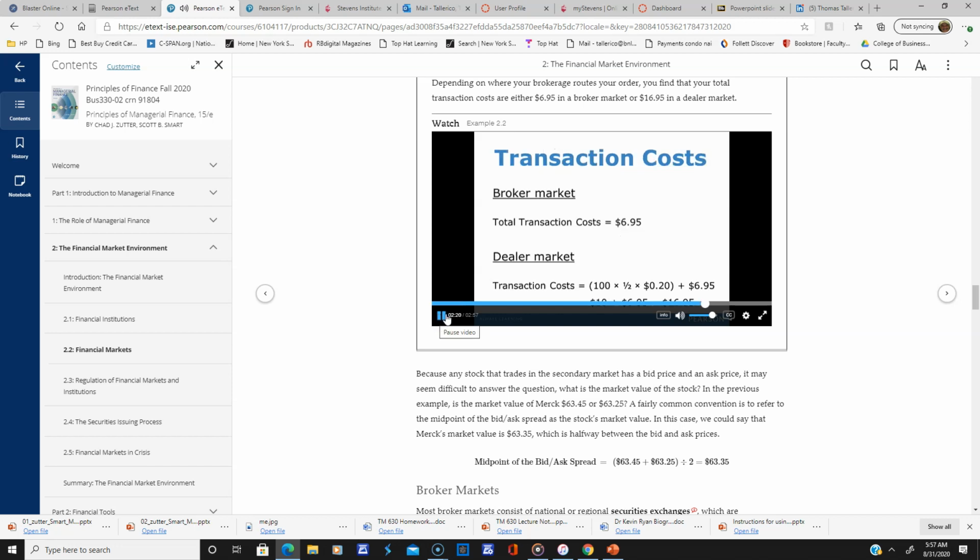Depending on where your brokerage routes your order, you find that your total transaction costs are either $6.95 in a broker market or $16.95 in a dealer market. Whether your broker routes your order to a broker market like the New York Stock Exchange or a dealer market like the NASDAQ Stock Exchange.